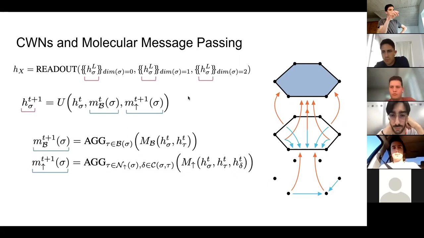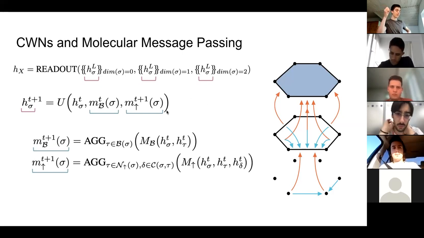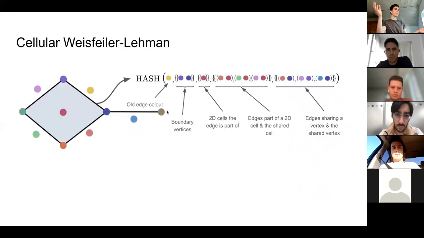Yeah, that's also something I wanted to ask, because for the CWL test, we said that we can drop the co-boundary and we only need the upper adjacency and the boundary to choose our coloring to be more powerful than the WL test, or to be as powerful as CWL if we were to use everything. But now in your message passing, you also use the co-boundary, right, to get information from edges to nodes and from faces to bonds.